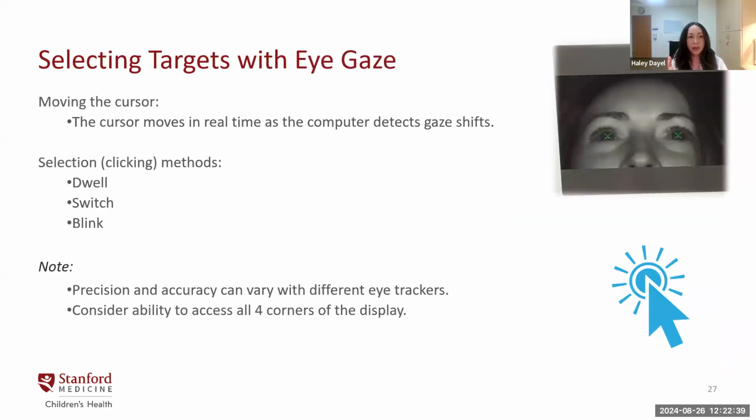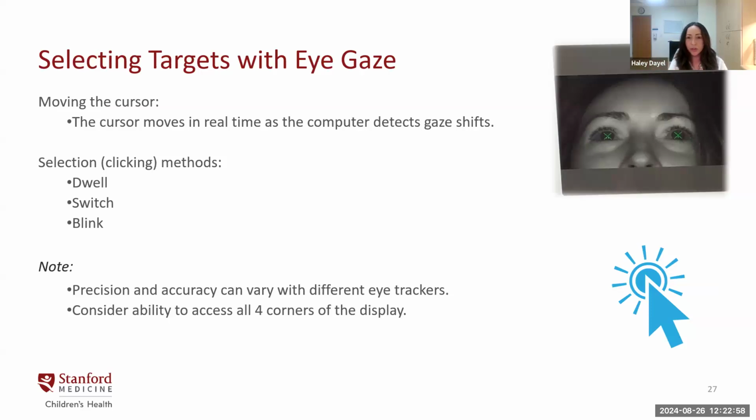When the person's selecting targets, they're going to move the cursor by shifting their gaze, and then they're going to have to select by either dwelling their gaze on a certain target for a specified length of time, hitting a switch, or blinking. Blinking only works on some systems.